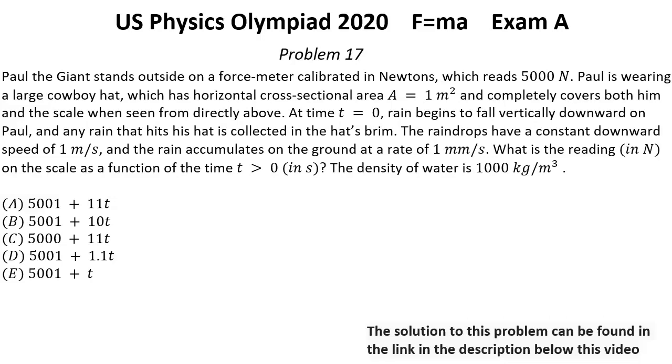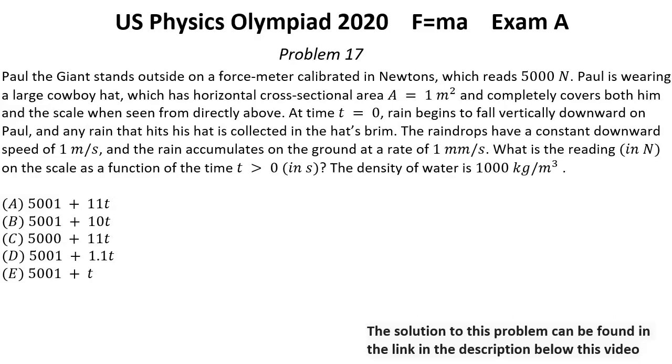Problem number 17. Paul and the giant stands outside on a force meter calibrated in newtons, which reads 5000 newtons. Paul is wearing a large cowboy hat, which has horizontal cross-sectional area A equal to 1 square meter, and completely covers both him and the scale when seen from directly above.